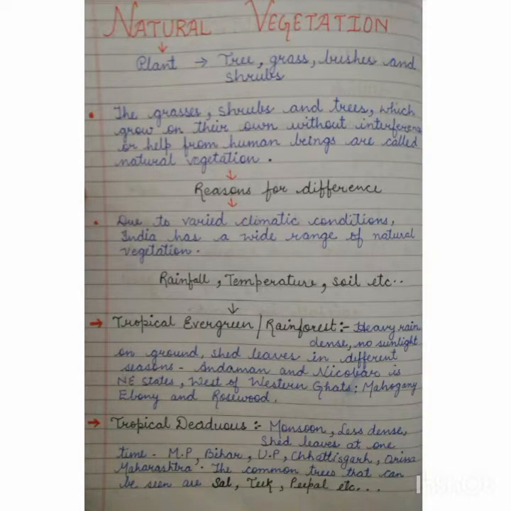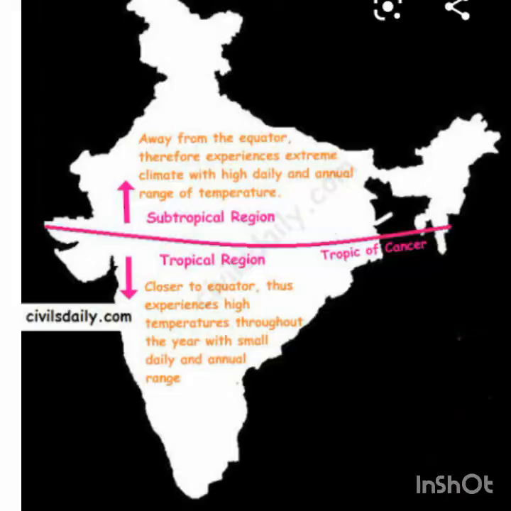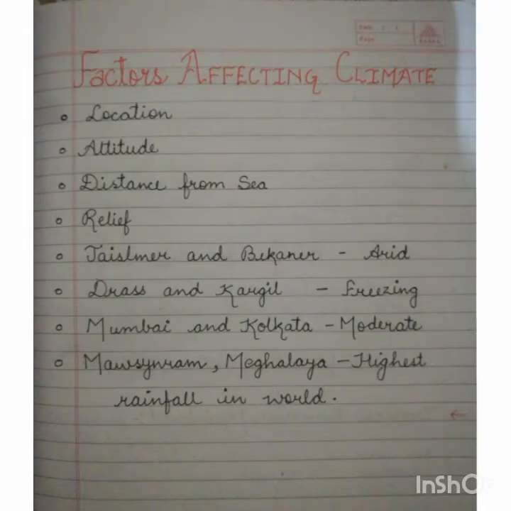So coming to the topic, factors responsible for climate variation. First factor is location. So if I say the Tropic of Cancer passes through India, dividing it into almost two equal parts. Southern India falls in the torrid zone while the northern part falls in the temperate zone. This results in hot or tropical type of climate which extends to a large part of India.